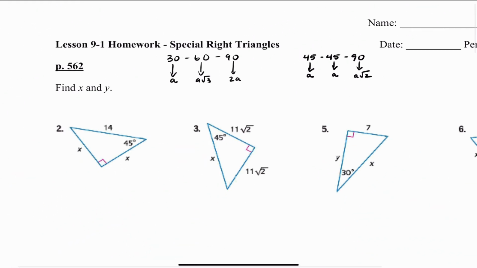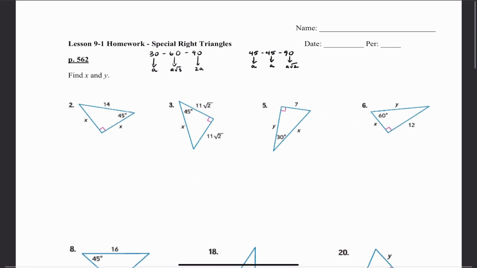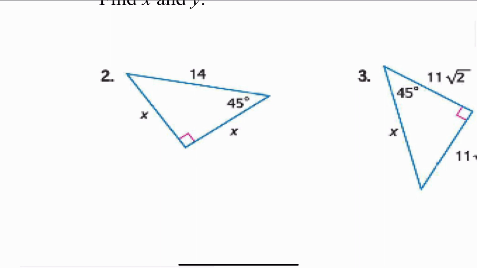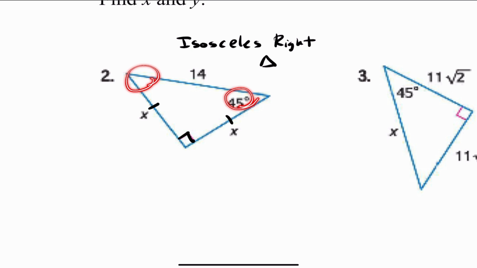So let's go ahead and take a look at number 2. You know for sure that this is an isosceles right triangle, because notice that we have an X here and we have an X here. So these two segments here are congruent to each other. So therefore, this is isosceles. And since this is an isosceles right triangle, then we know we're dealing with a 45-45-90 right triangle.